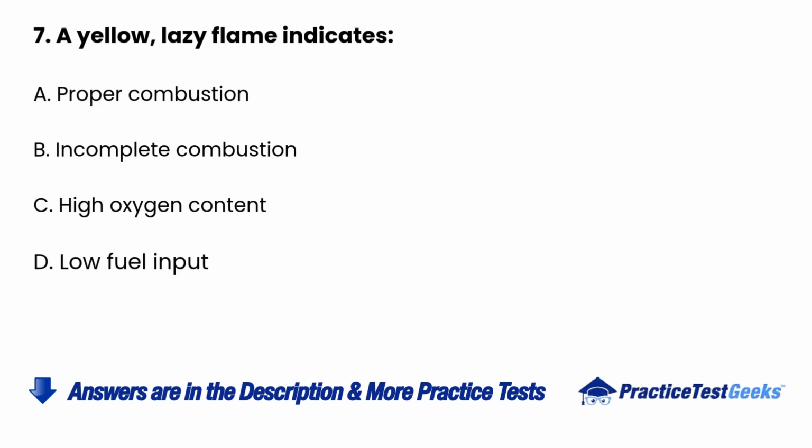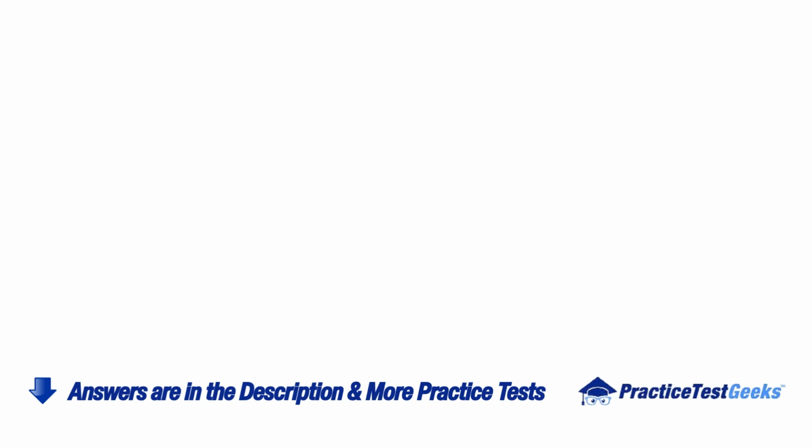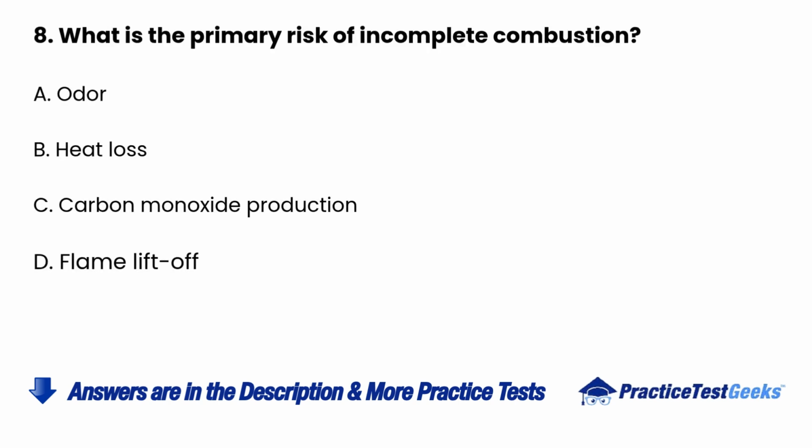7. A yellow, lazy flame indicates A. Proper combustion. B. Incomplete combustion. C. High oxygen content. D. Low fuel input. 8. What is the primary risk of incomplete combustion? A. Odor. B. Heat loss. C. Carbon monoxide production. D. Flame liftoff.